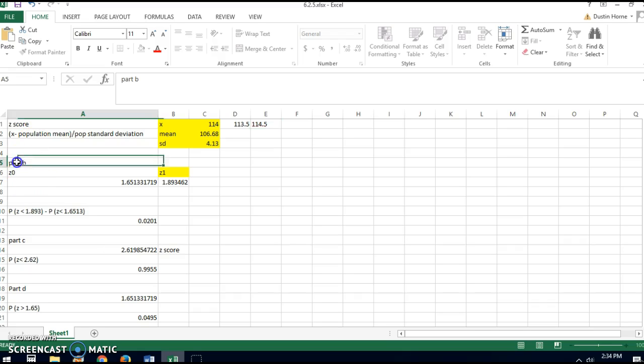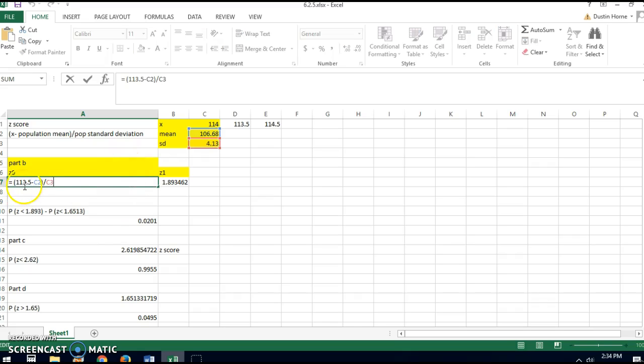So here's what we're calculating. We're in part B right now. To calculate our two z-scores, we're going to take 113.5 minus our mu, which is 106.68, divided by our standard deviation. X minus mean divided by standard deviation. So here's our first z-score. And this time we're going to do the same thing, except we're going to use 114.5.